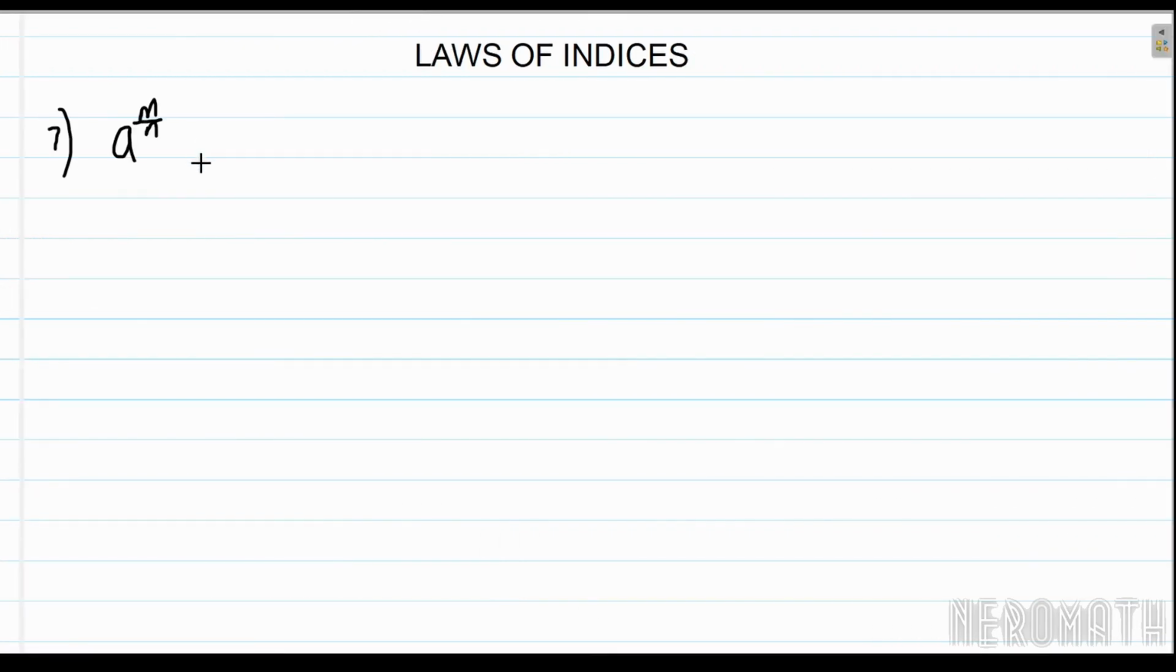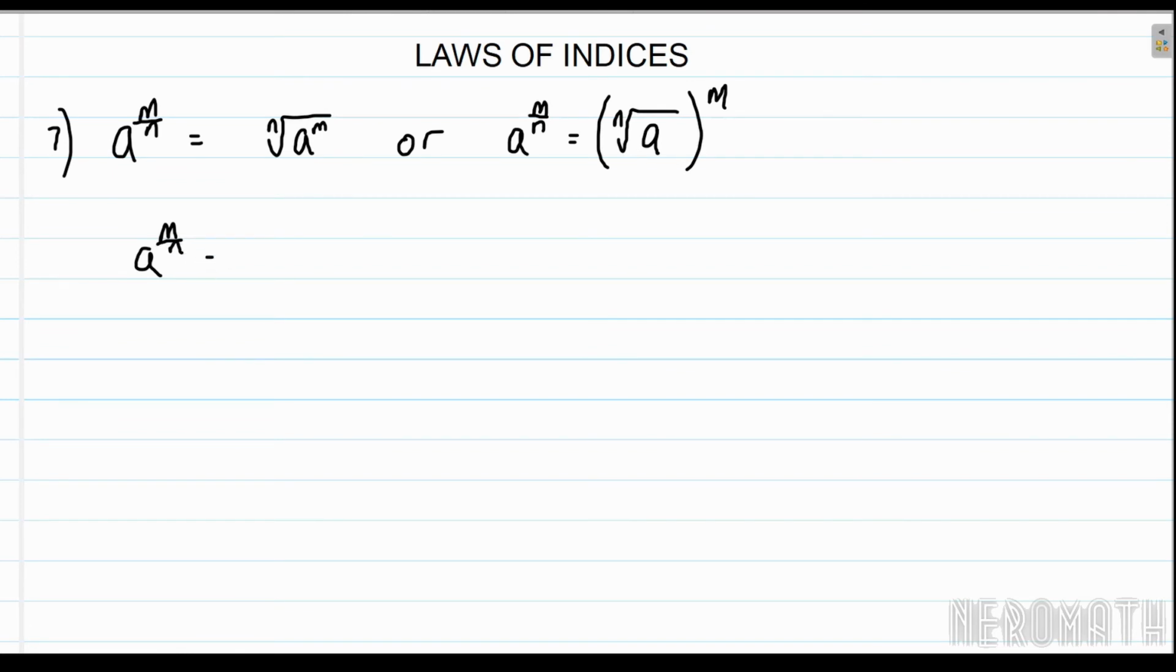Now, the last law of indices, the seventh one, we have a fractional power. So we'll have the nth root of a, but this a will be to the power of m, the numerator. And we can also write that as the nth root of a, all to the power of m. Now let's look at why that is. We have a to the power of m over n, and that can be written as a to the power of 1 over n brackets to the power of m.